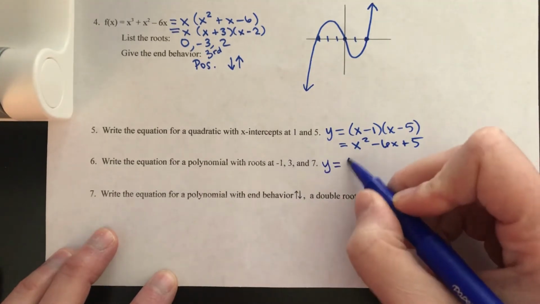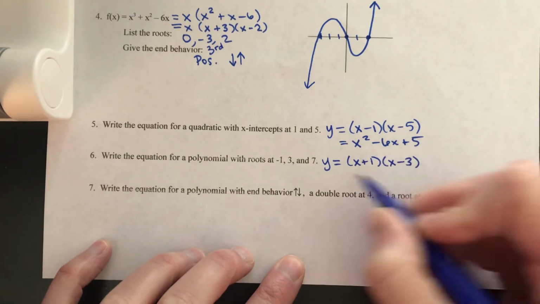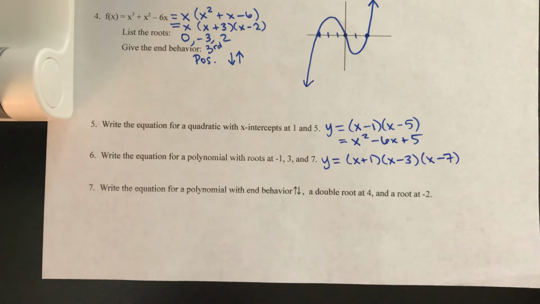For number 6, write the equation for a polynomial with roots at -1, 3, and 7. If I have a root at -1, the factor is x plus 1. If I have a root at 3, x minus 3, and then same thing with 7, x minus 7. This one you can leave in factored form. You don't have to box or FOIL it all the way through.